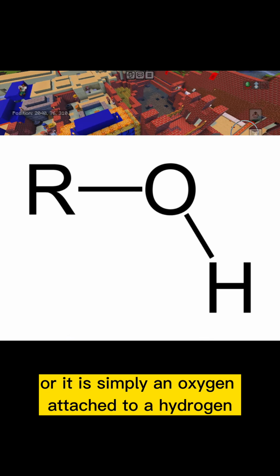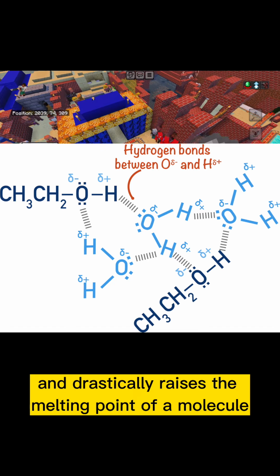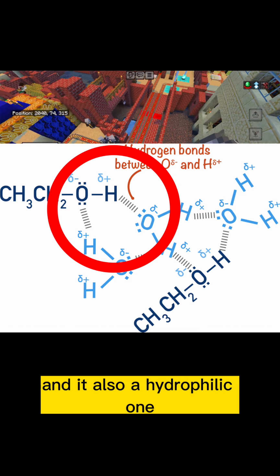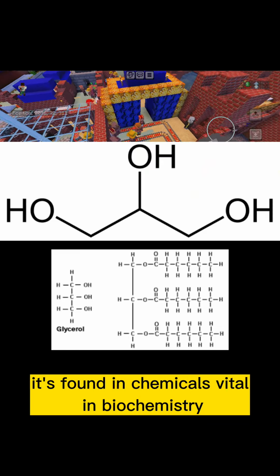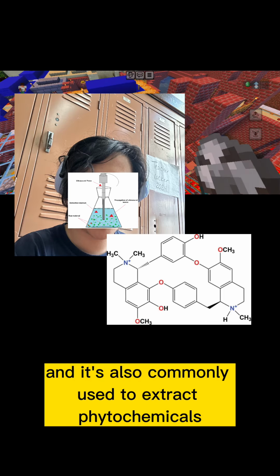This is alcohol. It is simply an oxygen attached to a hydrogen. It can conduct hydrogen bonding and drastically raises the melting point of a molecule. It also turns a molecule into a polar one and also a hydrophilic one. It is found in chemicals vital in biochemistry, such as glycerol or sterols. Ethanol is also the alcohol that people drink and is also commonly used to extract phytochemicals.